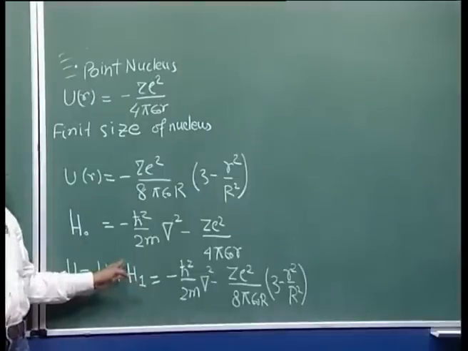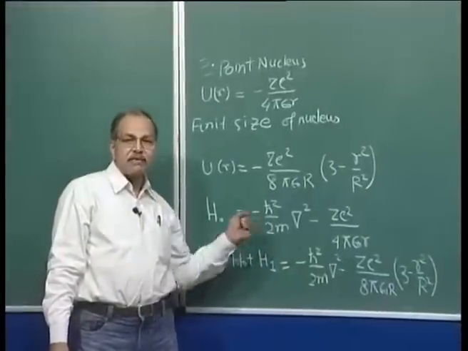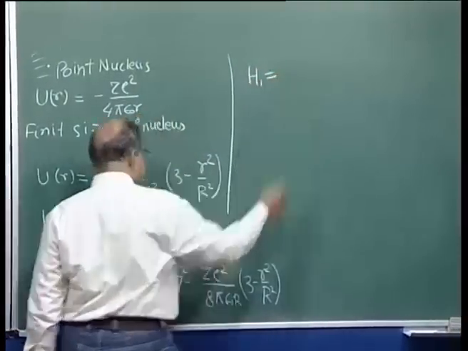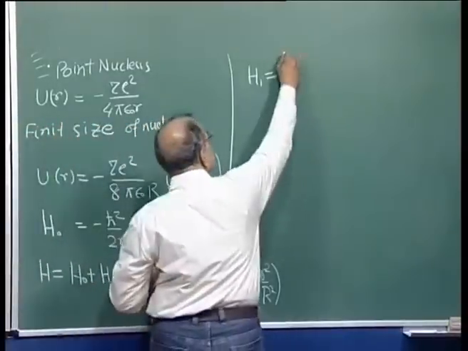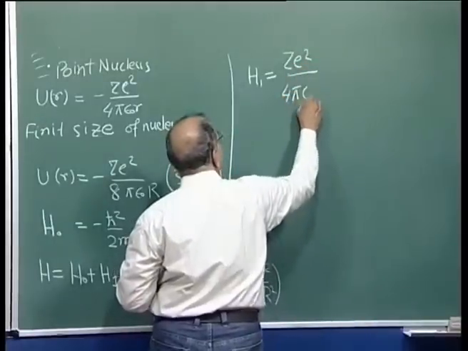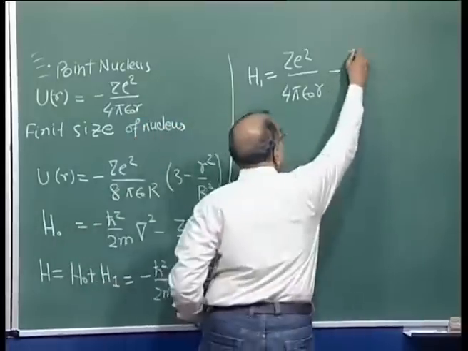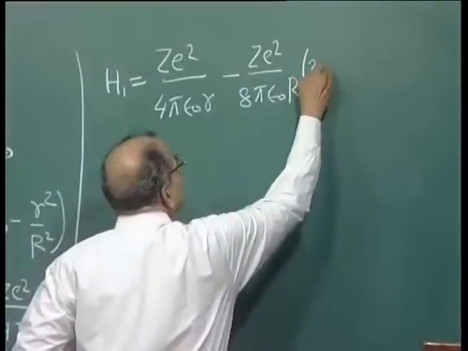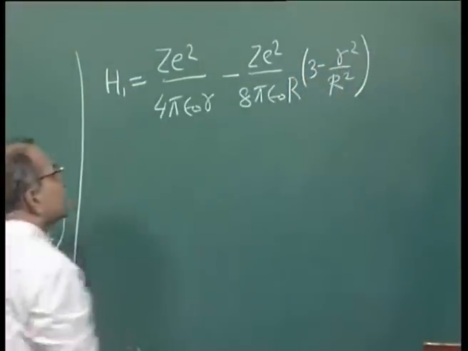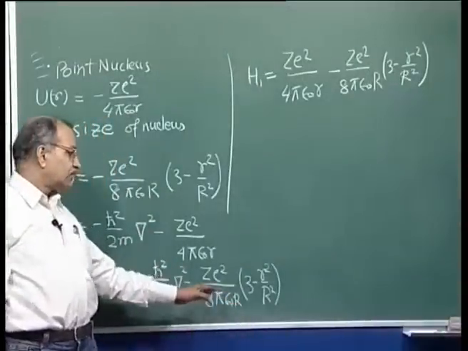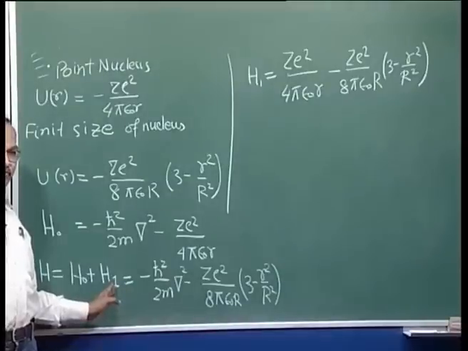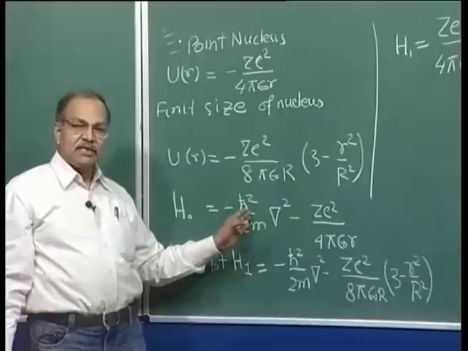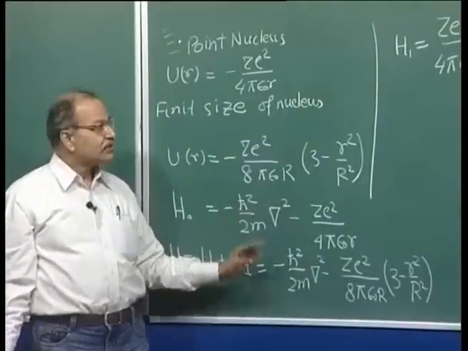So, this H 1, which is the difference between these two, can be taken as a perturbation in the Hamiltonian, and that H 1 is this minus this. So, Z e square over 4 pi epsilon naught r and minus Z e square over 8 pi epsilon naught capital R, 3 minus r square by capital R square. Okay. So, this H 1 is simply the difference between the Hamiltonian with finite size of nucleus, which is more realistic because nucleus is indeed of finite size, and minus the Hamiltonian if I assume that the nucleus is a point nucleus. So, that is this H 1.